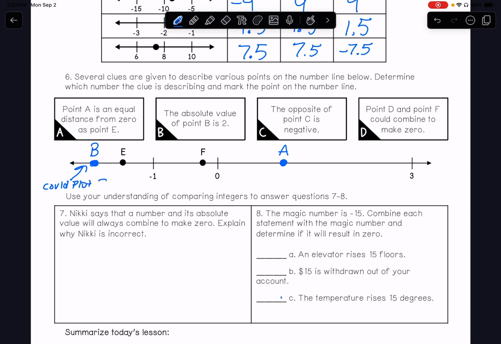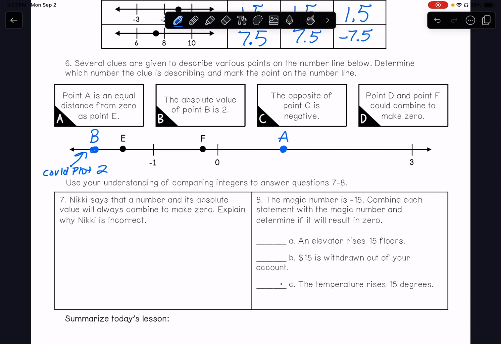Next, C, the opposite of point C is negative. Well, if the opposite is negative, it means it has to be positive. So we can really put it anywhere we want. I'm going to put it here, all the way to the right. Point C. So this could be any positive number. As long as you put it on the right side of the number line, you are just fine.